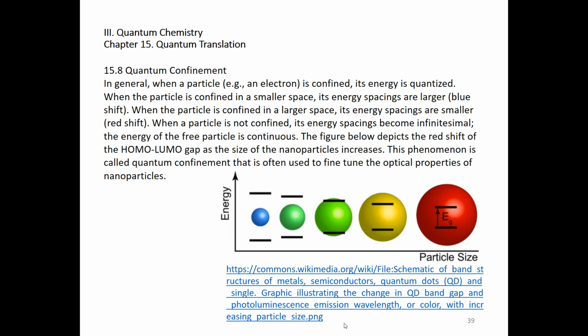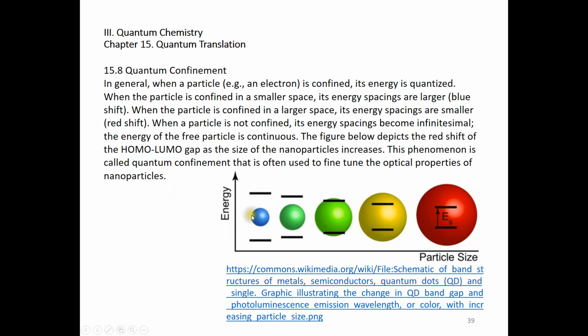For example, the energy of a free particle is continuous with a zero energy spacing, only because the free particle is not confined at all. And this figure depicts the redshift of the HOMO-LUMO gap as the size of some nanoparticles increases, and this phenomenon is called quantum confinement. It's often used to fine-tune the optical properties of nanoparticles. Mostly it's just the color of those nanoparticles.